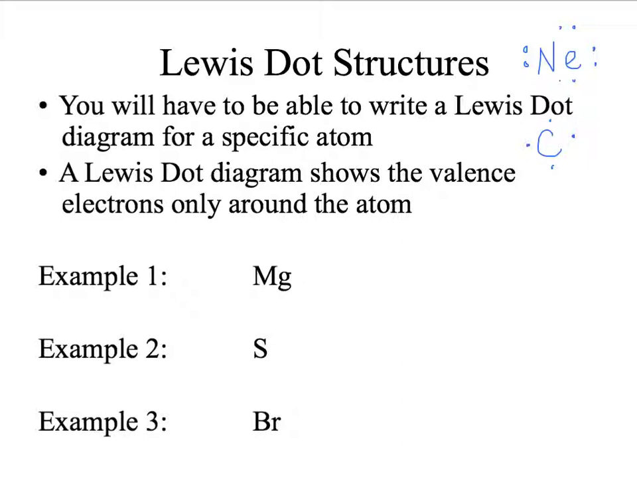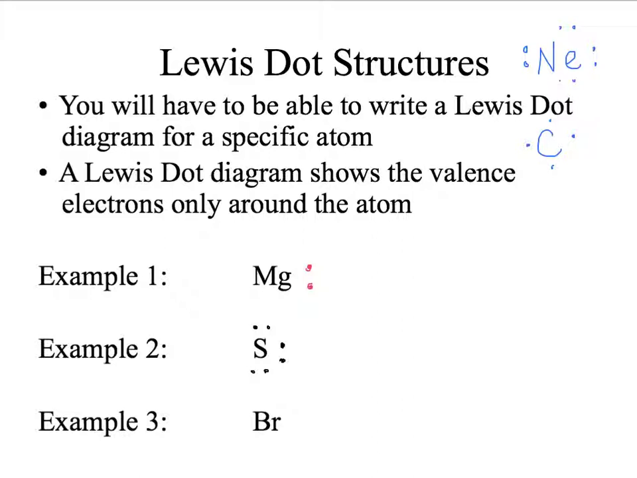If I look at magnesium on the periodic table, it's in group 2. That tells me it has 2 valence. So I would draw 2 dots to say I have 2 valence electrons for that. Sulfur is in group 16. That tells me that it has 6 valence. You should have this stuff written at the top of your periodic table. My stylus does not really want to draw dots. So there's sulfur's Lewis dot diagram.